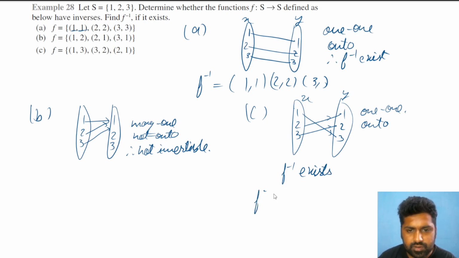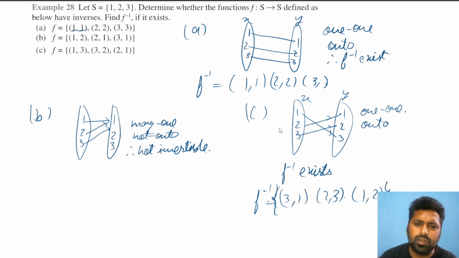And f inverse will be, I told you, reverse the order. It is (1,3), basically the first. Now you write the reverse, (3,1), then (2,3), and lastly (1,2). Okay, all you have to do is write down the elements in the reverse order. (1,3) will become (3,1), (3,2) becomes (2,3), (2,1) becomes (1,2).